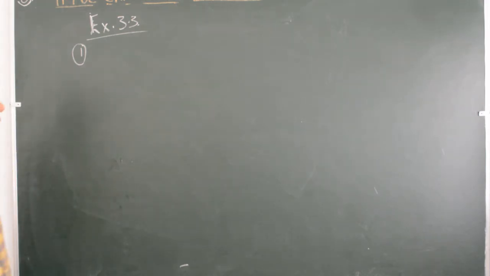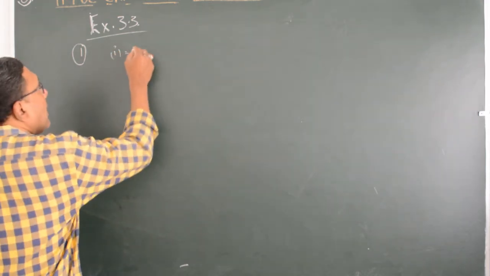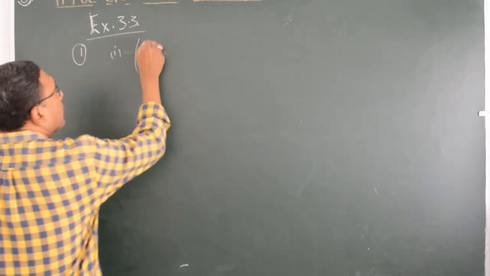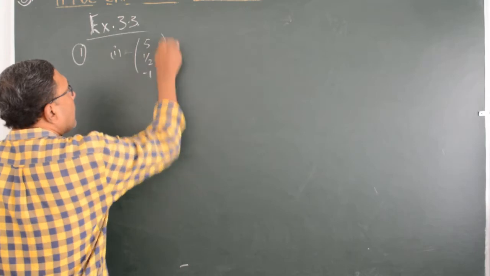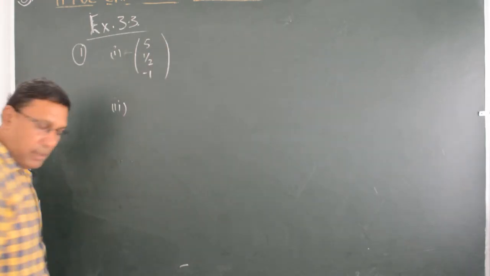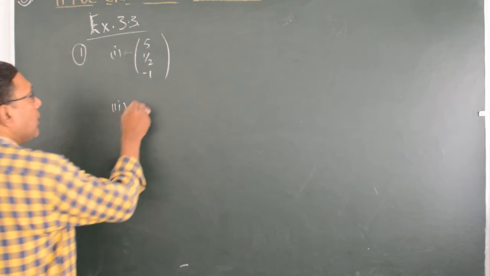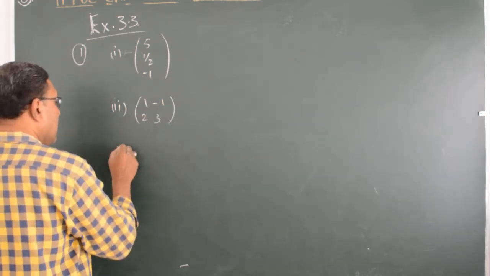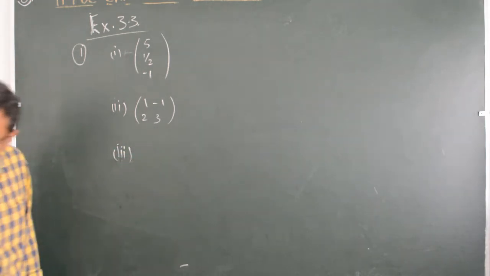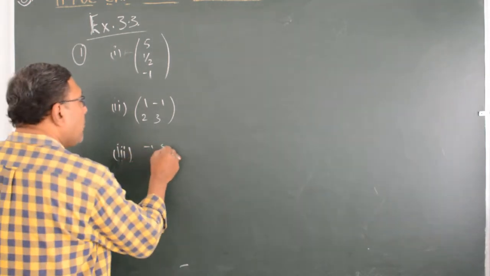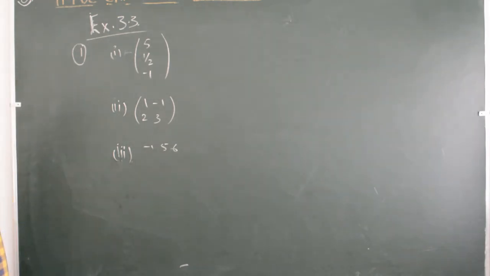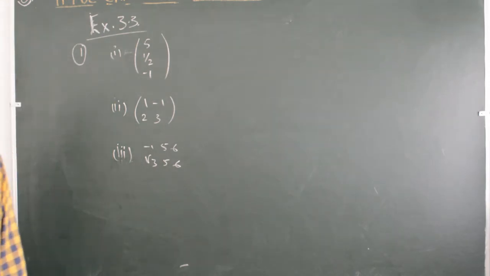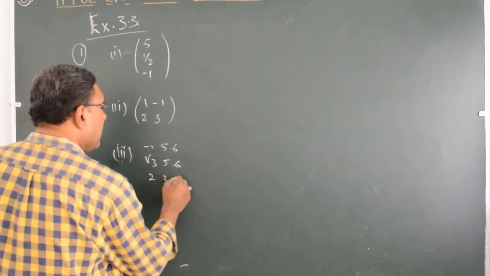You have been given problem number 1 as 5, 1/2, minus 1. Problem number 2 is 1, minus 1, 2, 3. There are 3 matrices given, and the third problem is minus 1, 5, 6, root 3, 5, 6, and 2, 3, minus 1.